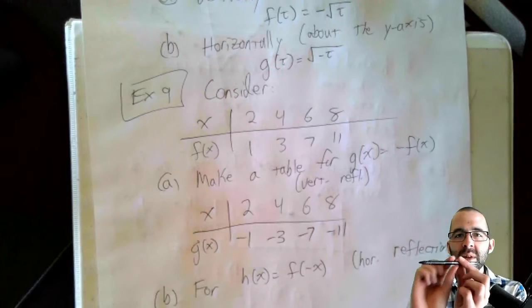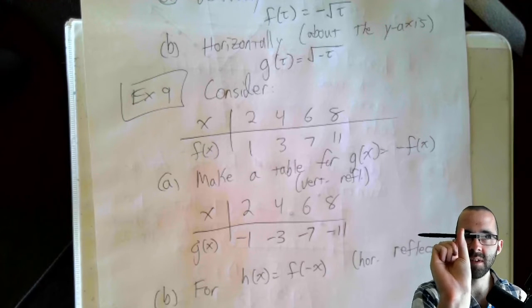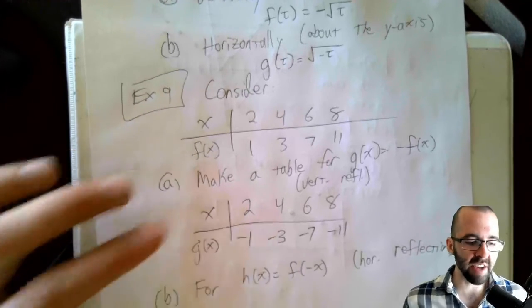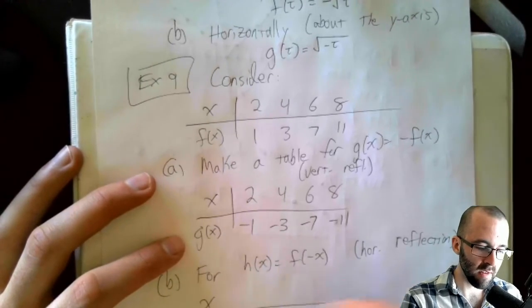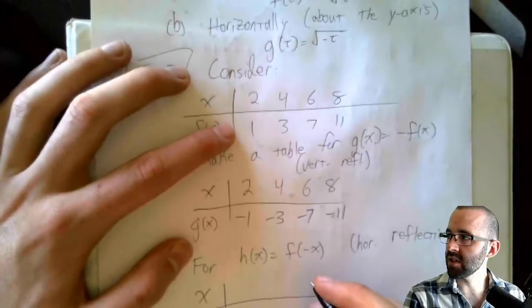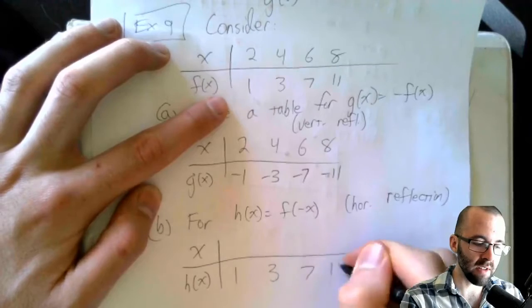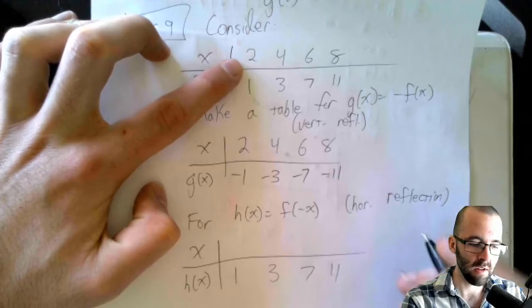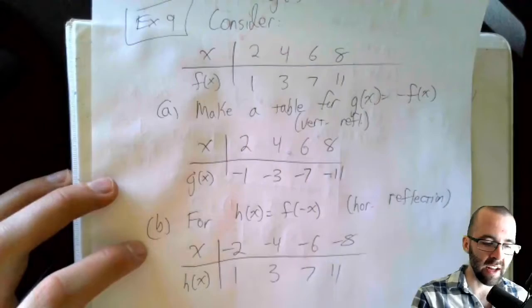And remember when we flip something horizontally, the y value doesn't change. Only the x values get flipped. Okay? Yeah, so all of these x values are just becoming their negatives. So the y values are not changing from the original. Y values are still 1, 3, 7, and 11. It's just the x values that get reflected. Negative 2, negative 4, negative 6, and negative 8.